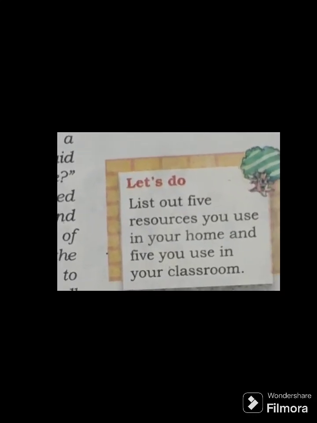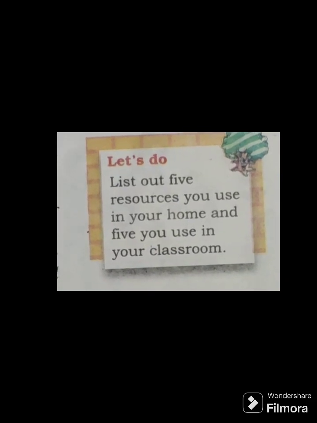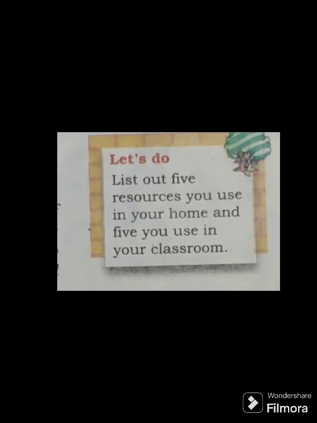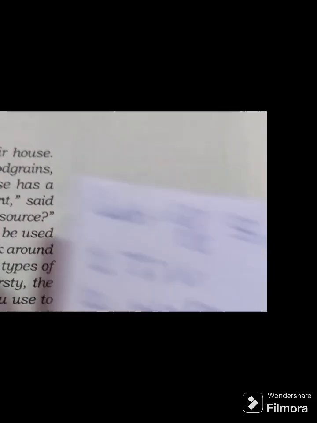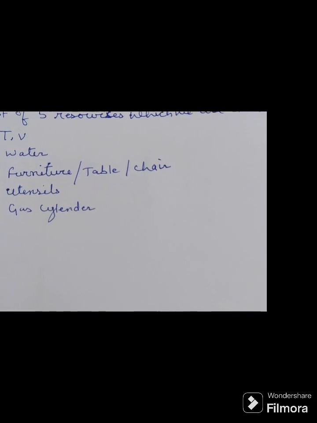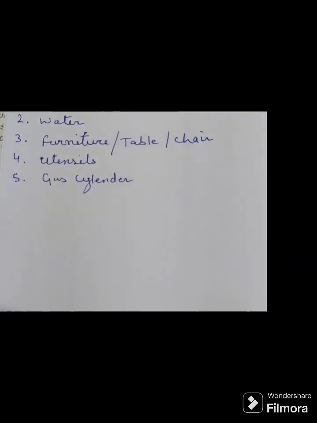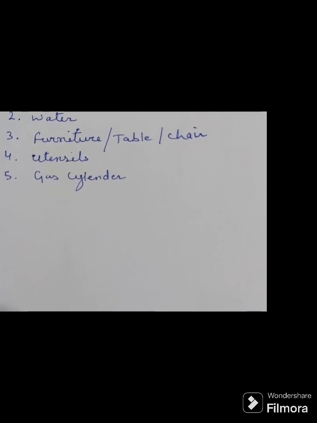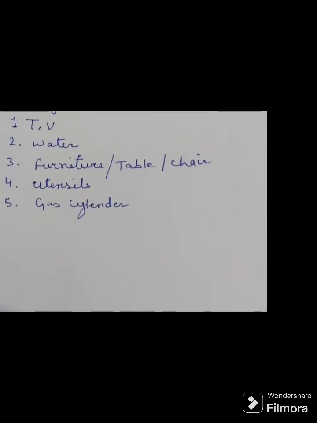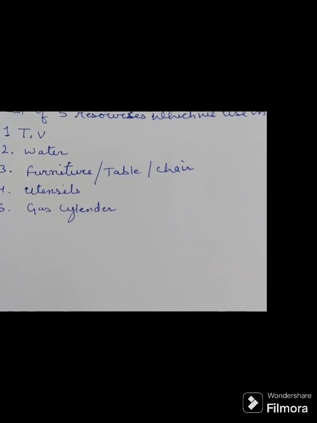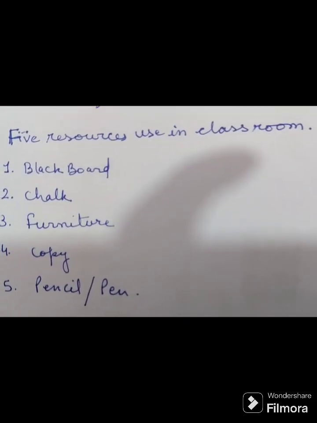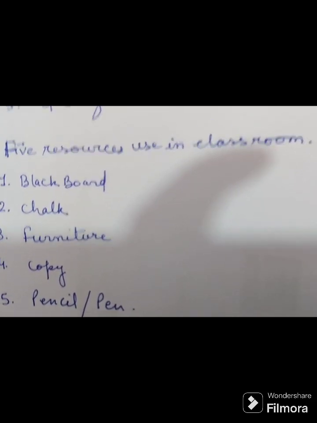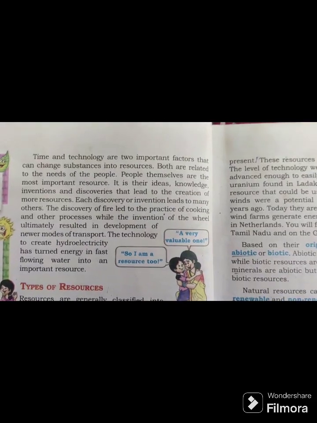We have one activity on this page, "Let's do". List out 5 resources you use in your home and 5 you use in your classroom. The 5 resources we use in our home are television, water, furniture like table and chair, utensils, and gas cylinder. And 5 resources used in the classroom are blackboard, chalk, furniture, copy, and pen or pencil. Come to the next page.